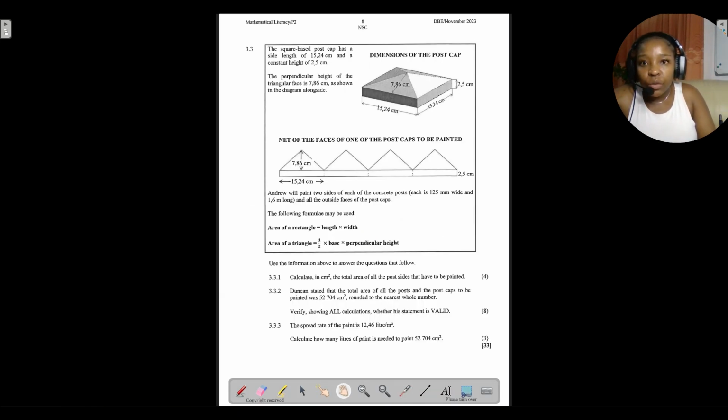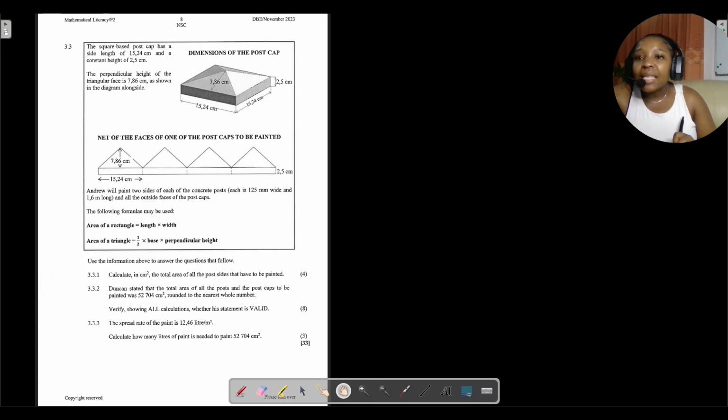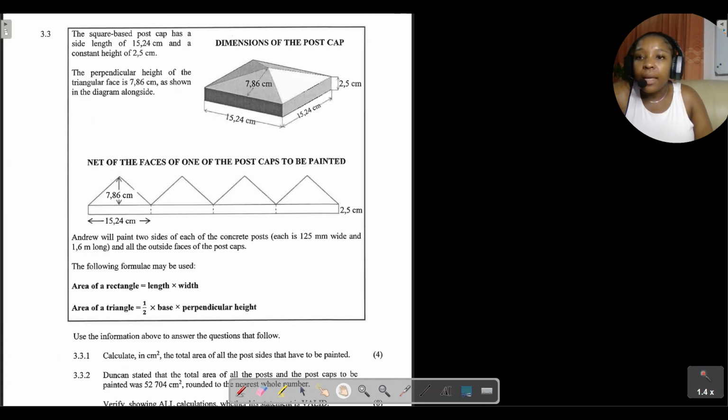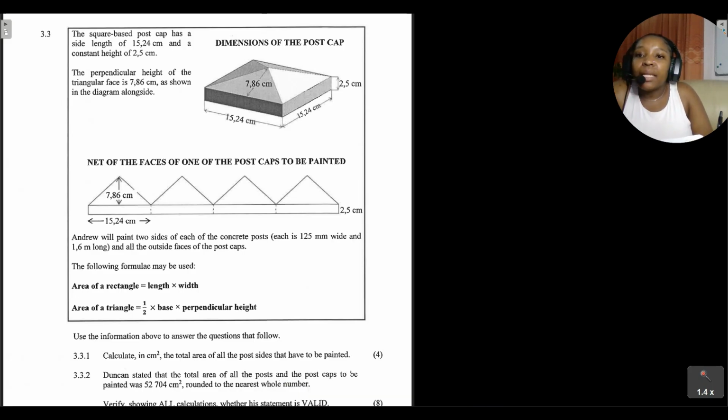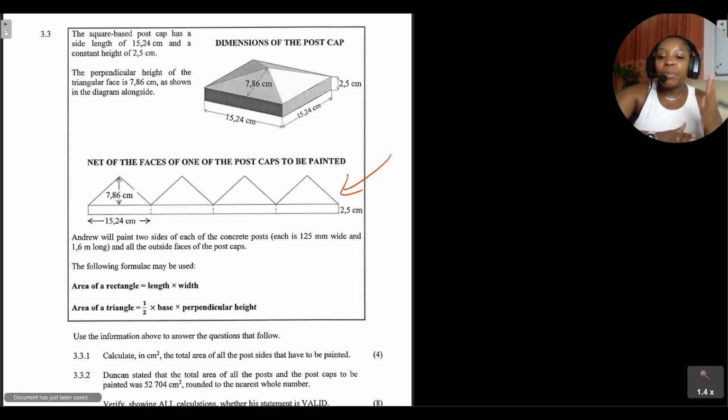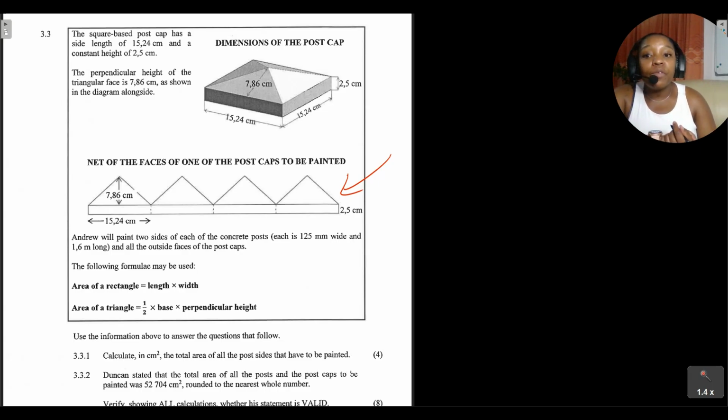Question 3.3. The square-based post cap has a side length of 15.24 centimeters and a constant height of 2.5 centimeters. The perpendicular height of the triangular face is 7.86 centimeters, as shown in the diagram alongside. Here we're given the dimensions of that post cap, the triangular part that we want to put at the top, and we're also given a net diagram. If we were to open up this post cap, how would it look? So we can see that the concept being tested in question 3.3 is surface area.